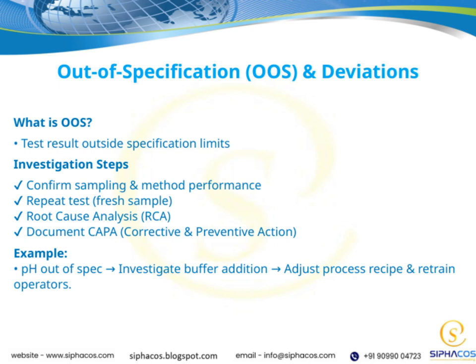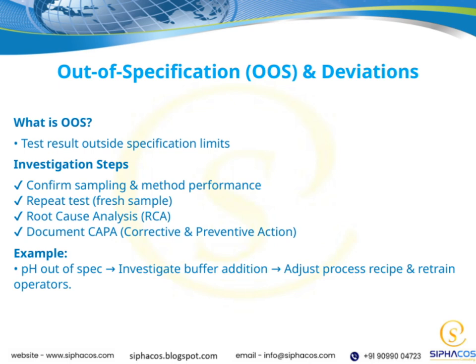When we encounter an OOS result, it's crucial to follow a structured investigation process. First, we need to confirm that the sampling was correct and that our testing method performed as expected. This helps us rule out any sampling or procedural errors. Next, we repeat the test using a fresh sample to verify the result. If the OOS is confirmed, we move into root cause analysis, or RCA, to identify what caused the deviation. Finally, we document the findings and implement CAPA, corrective and preventive actions, to address the root cause and prevent recurrence.